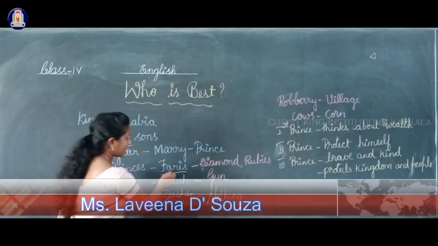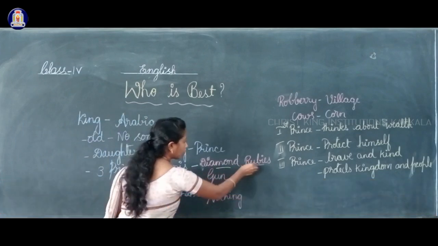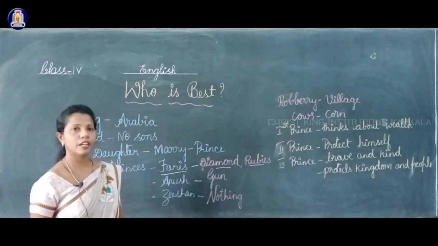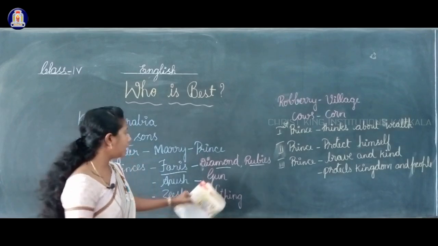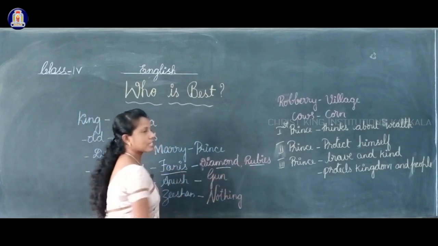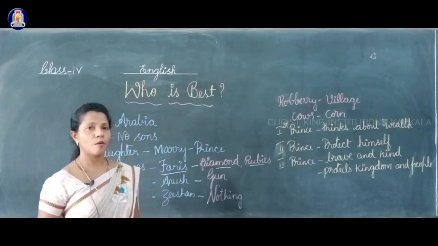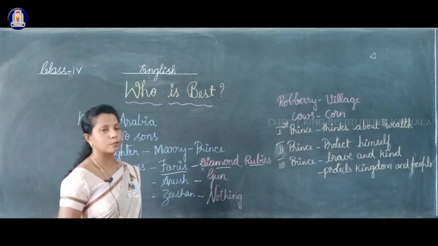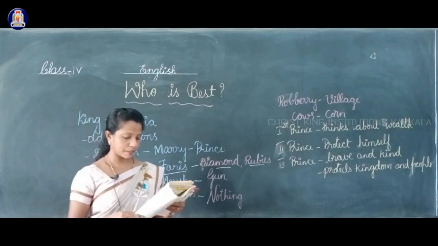So the first prince, Faris, has brought diamonds and rubies. How did he get them? He fought with the other king who had these diamonds and rubies, and he killed him, and he has brought these diamonds and rubies for the princess, that is for Jasmine.